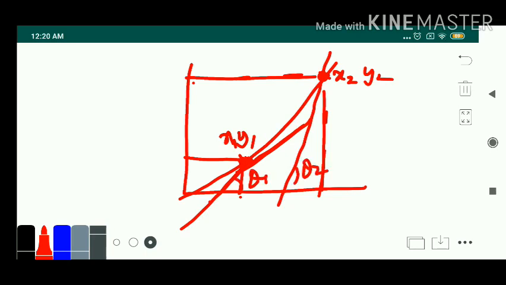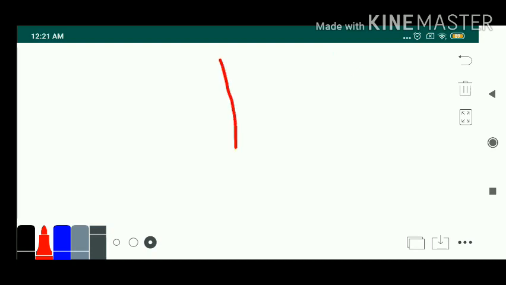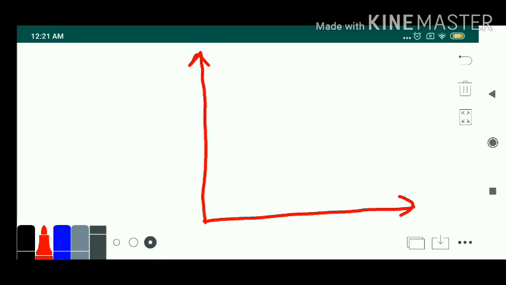So what should we do? The problem can be rectified if I bring these two points very close to each other. Sorry guys, this is my graph, same slope I am having. But if this is my x2, y2, I will consider x1, y1 very close to it.